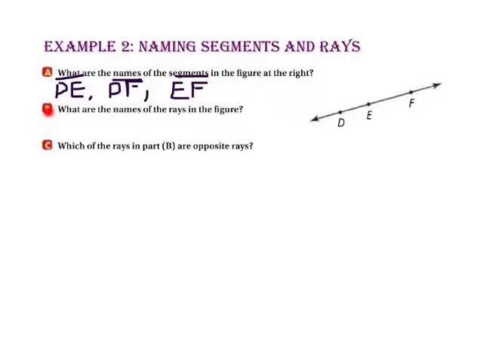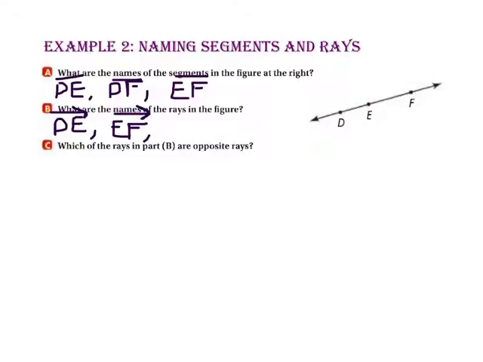Let's look at part B. What are the names of the rays in the figure? Remember, a ray is an endpoint and any other point named on that ray. So let's start with point D and head in this direction towards points E and F. I could call this ray either ray DE or ray DF. The next ray I see starts with endpoint E, and I could head to the right towards point F for ray EF.